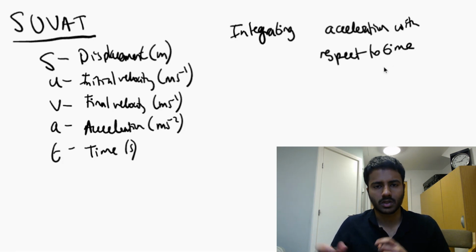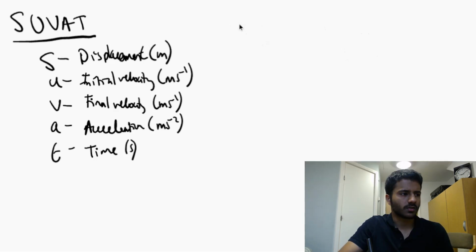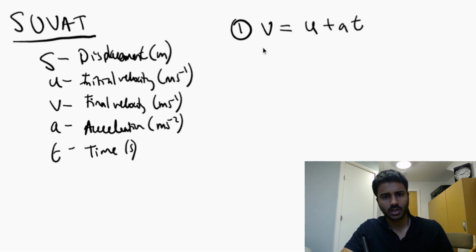And if you put in some initial conditions, like at t equals 0 the speed is u, you can eventually get all these equations. But I'm not going to do that here, and you won't need to know this for your exam. So I'm just going to give you them, and if you want to do this as a little exercise for fun, then go ahead. Right, so the first equation is v is equal to u plus at, meaning that the final velocity is equal to the initial velocity plus acceleration times the amount of time it took.